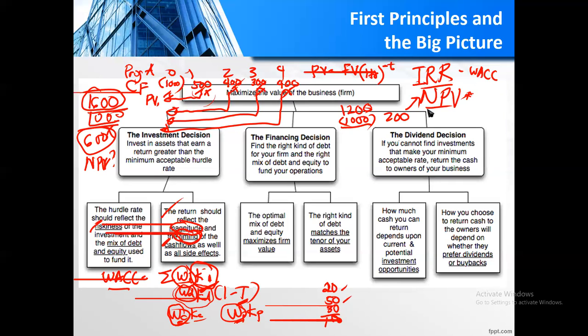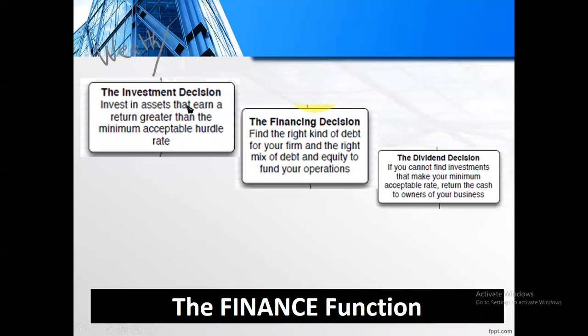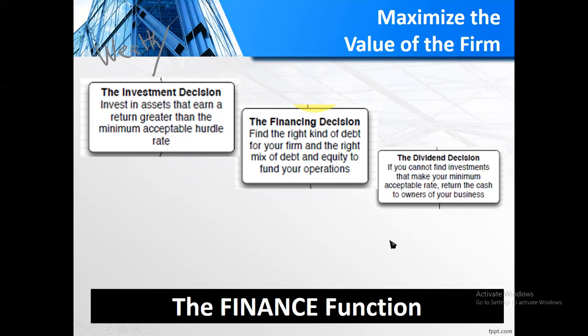All right, so the big picture is that any of this investment, financing, or the dividend decision has to maximize the value of the firm. Okay, so again, guys, this is just to recapitulate, just to summarize this. Whatever the decision is, the finance function should make sure that it maximizes shareholder value. Okay, it should maximize the value of the firm.